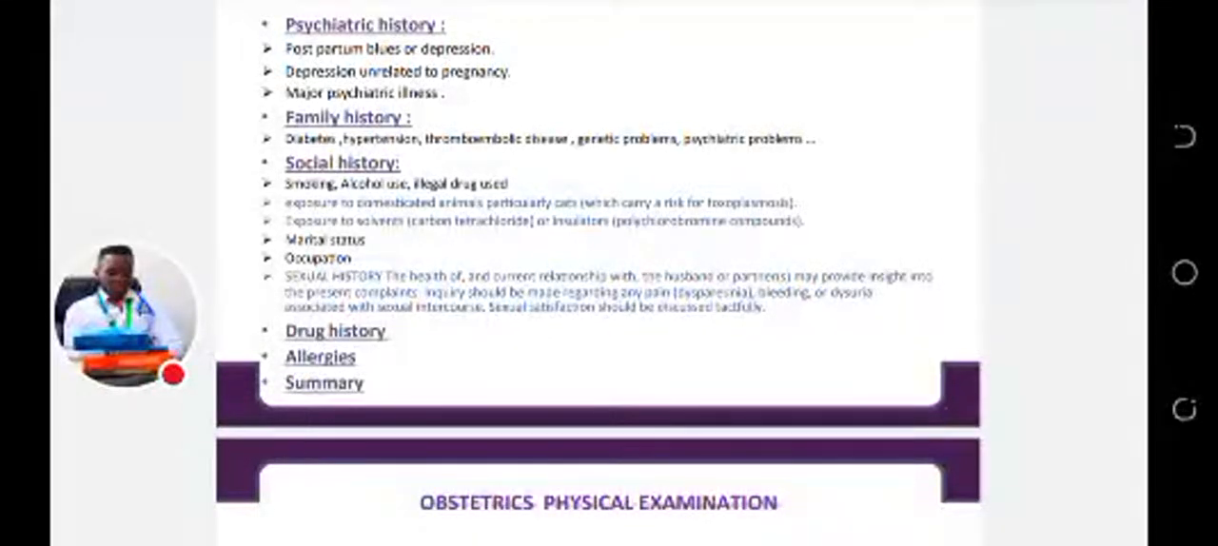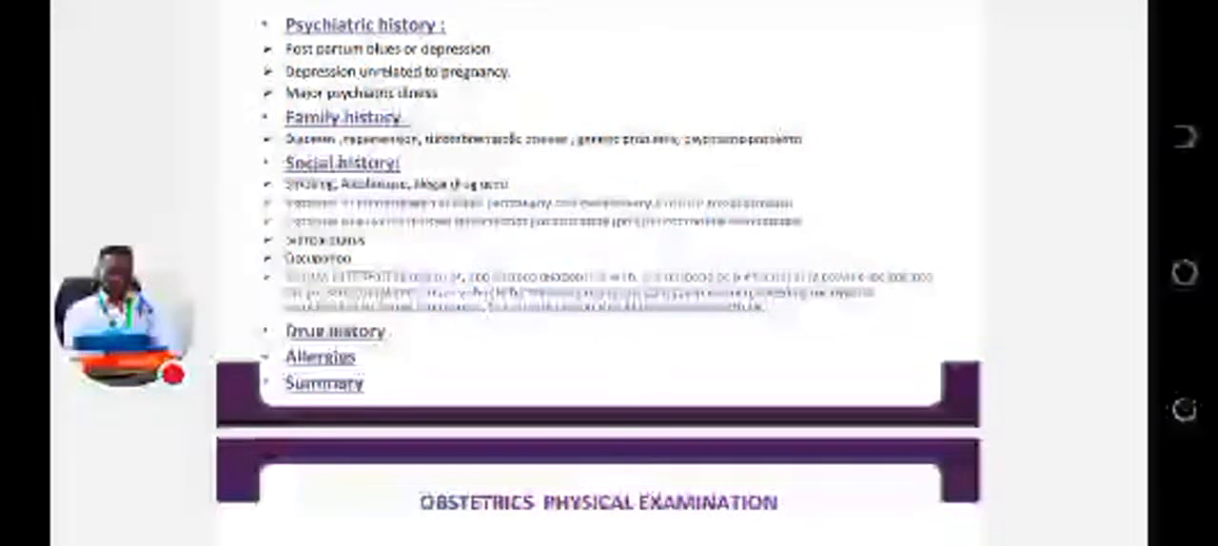Then you should also consider the social history of your client. You need to ask about their social history: ask your client if they smoke, drink alcohol, or use illegal drugs. All these things are very much important because they will help you to ascertain the health of the child, or rather the developing fetus.